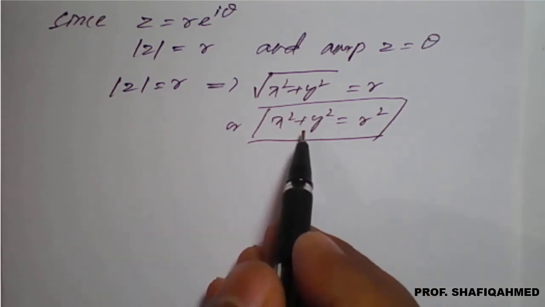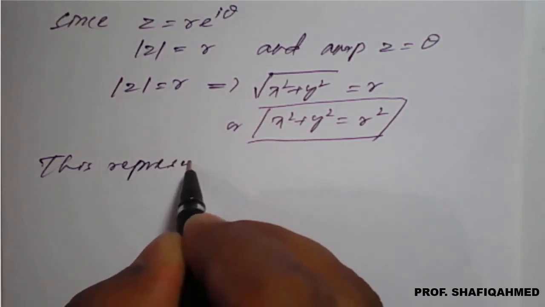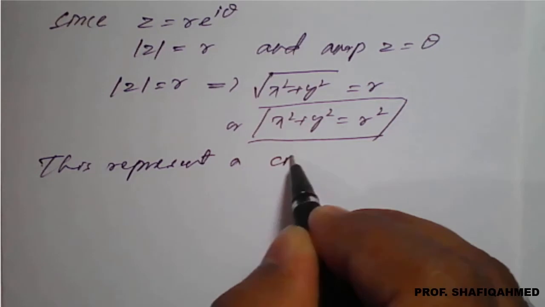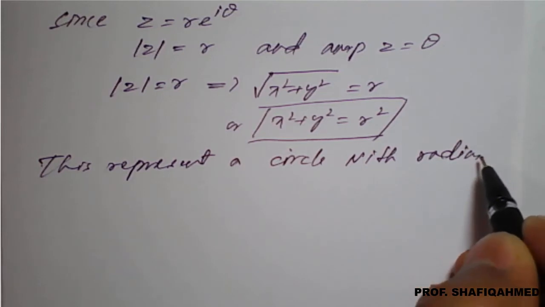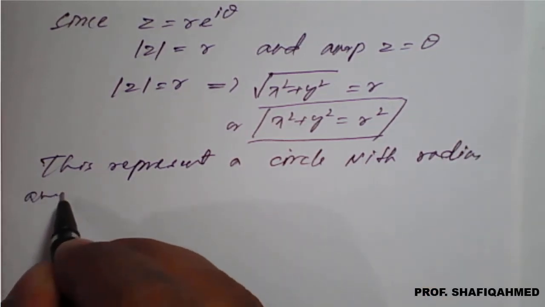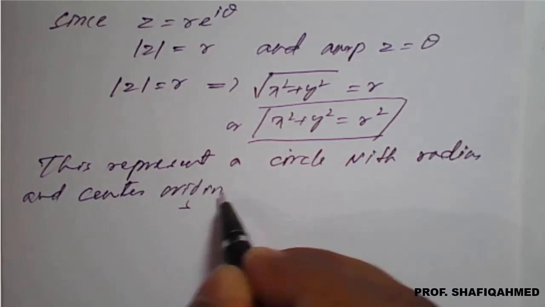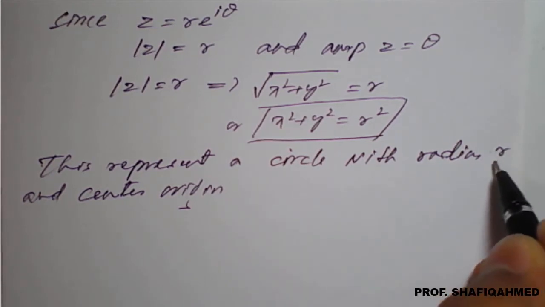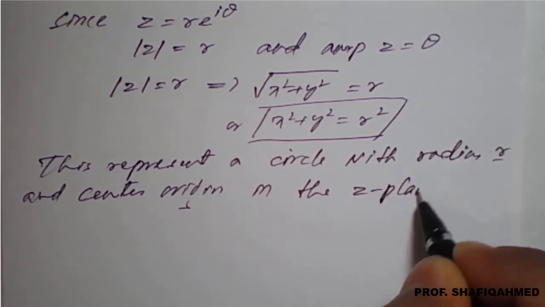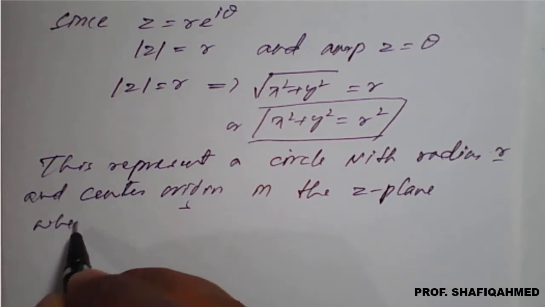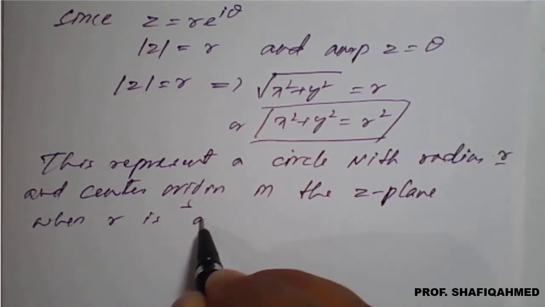So this represents what here, a circle with center origin and radius r here in the z plane when r is a constant.